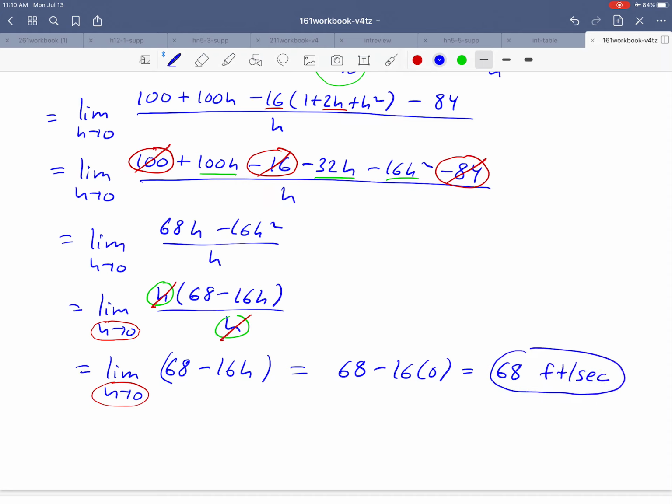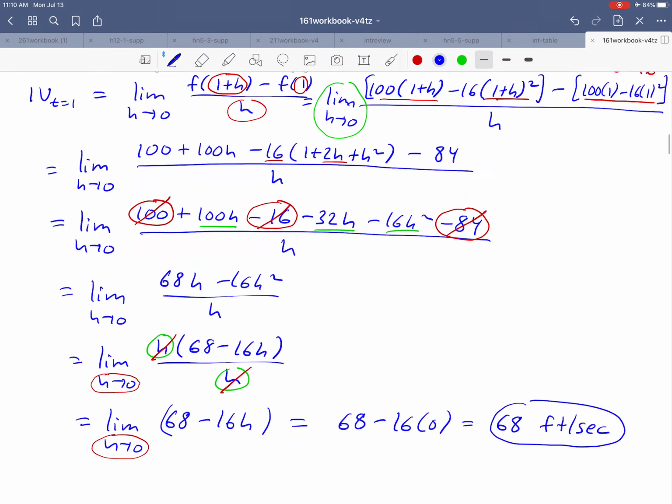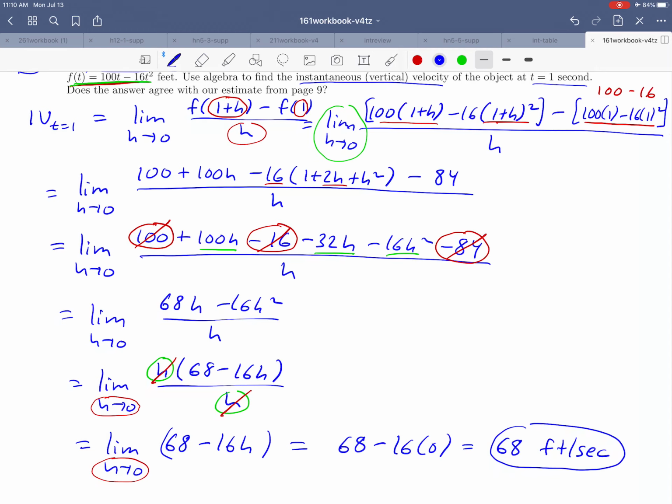That's our answer. And there was one last thing that they asked us to think about. I'm going to just scroll back up. Does this answer agree with our estimate from page 9? I'll leave it to you to look back at page 9 and confirm that, yes, this does agree. This was the guess that we made as to what the velocity might be. Okay, so you can take a look at that and confirm it.